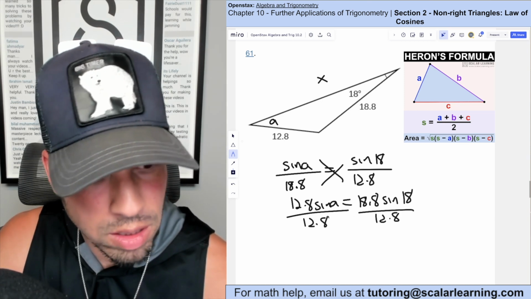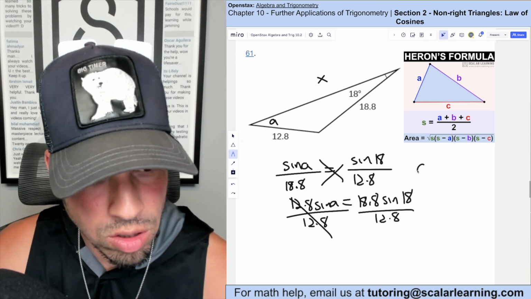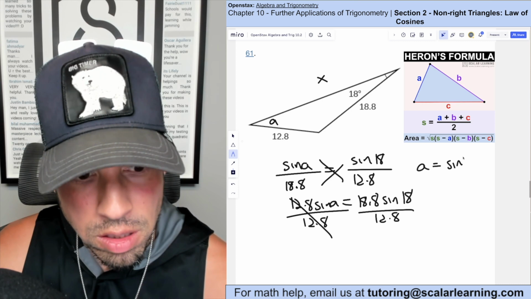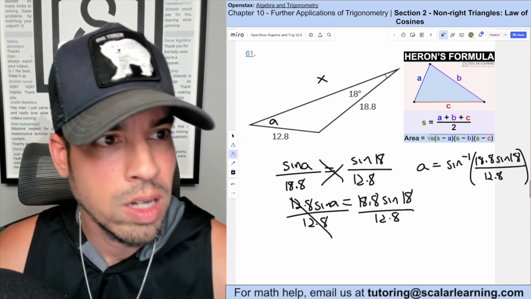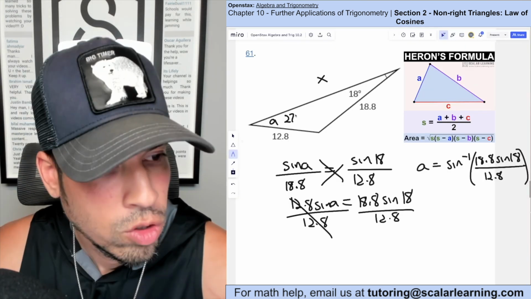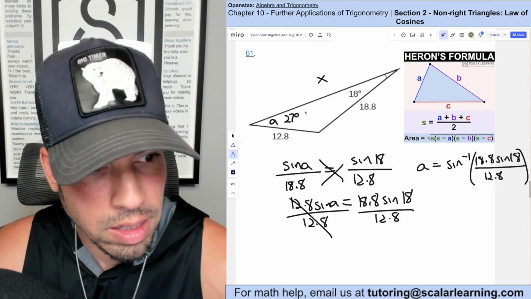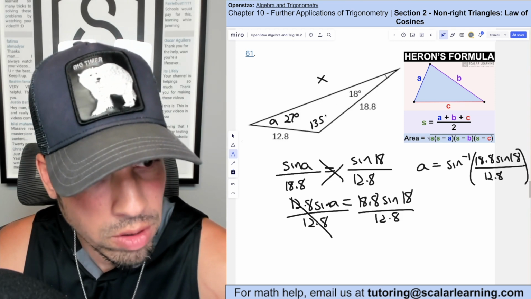And then we're going to take arc sine of this side to get rid of the sine here. That's just to isolate. So A equals arc sine of this entire quantity. So let's plug this into Desmos now. And we get 26.99. Let's round that up to a nice 27 degrees. So if this is 27 degrees, that's 18, they add together, they get 45. So this has to be 135 degrees.